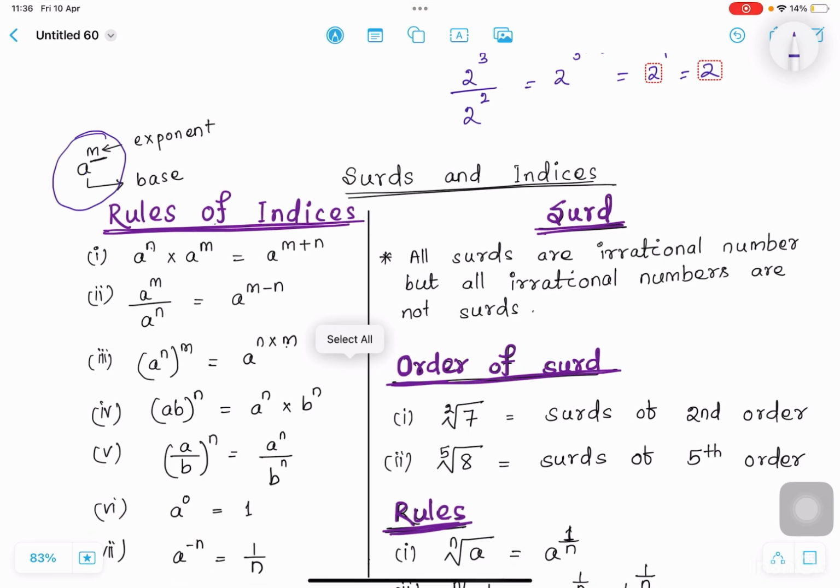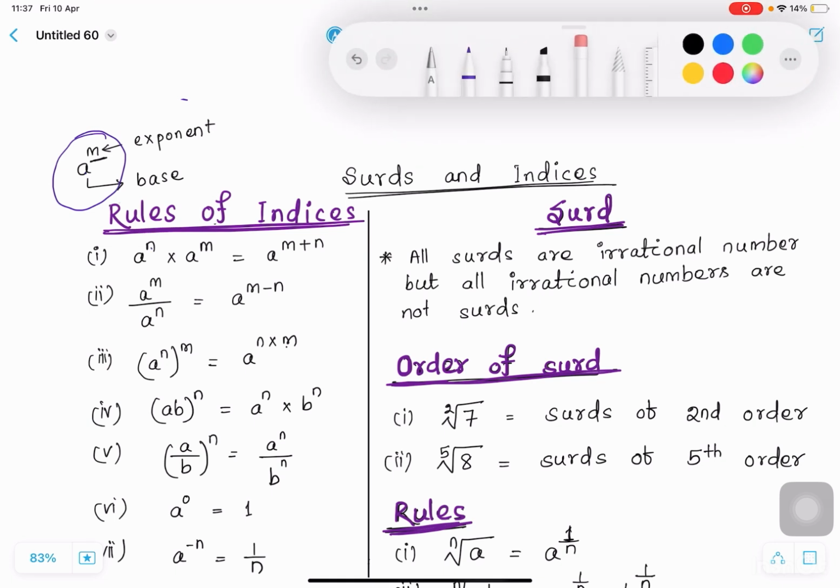Likewise, a to the power n to the power m, then I can write a to the power n into m. Suppose 2 to the power 2 to the power 3, then I have to write 2 to the power 2 into 3, that is 2 to the power 6. So ab to the power n, then I can write a to the power n into b to the power n.